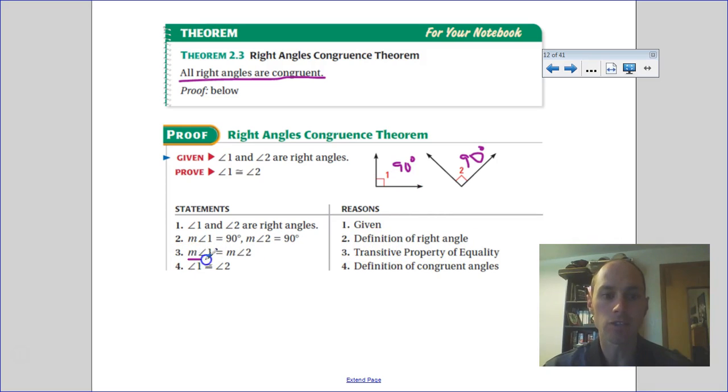So now I can say that the measure of angle 1 is equal to the measure of angle 2 because they're both equal to 90, by the transitive property of equality. And since the measures of their angles are equal, I know that the angles are actually congruent. That's the definition of congruent angles. So that proves that theorem, and we can use that from now on.